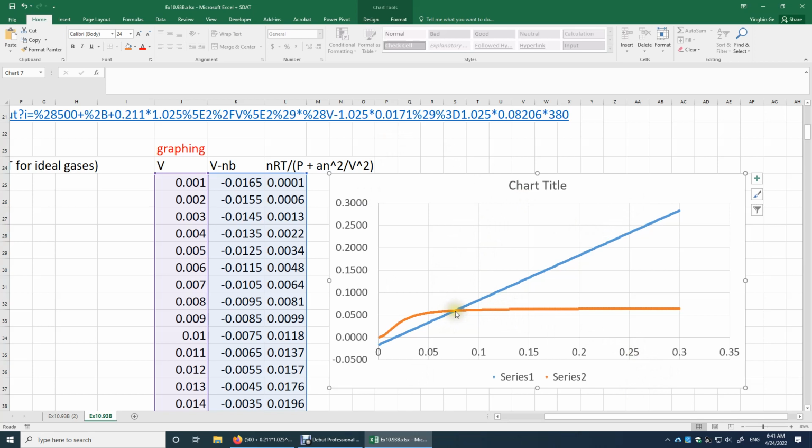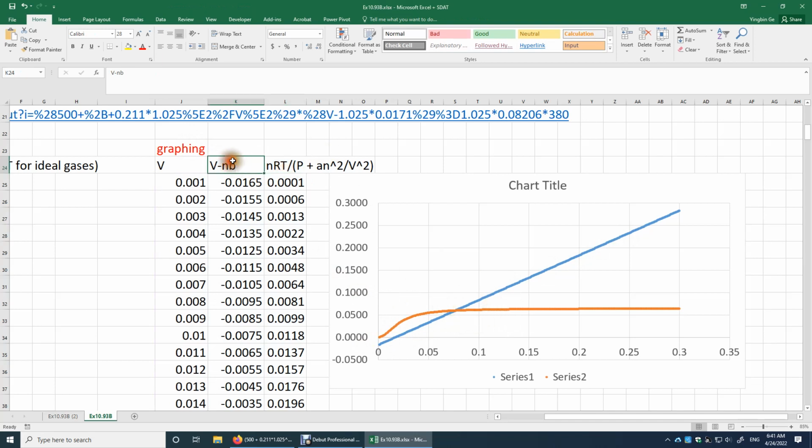And what I will do is I will just move the mouse here, and you can see when the blue line crosses this orange curve, when V minus MB crosses this NRT over P plus AN squared over V squared, we have a value for the horizontal axis, it's 0.077. So you just move the mouse there and you see this value, 0.077. What's the function value? It's 0.0595.